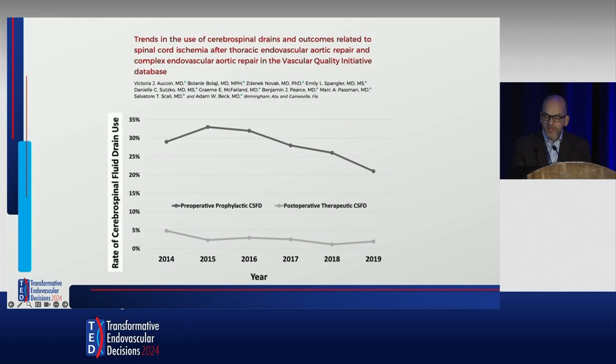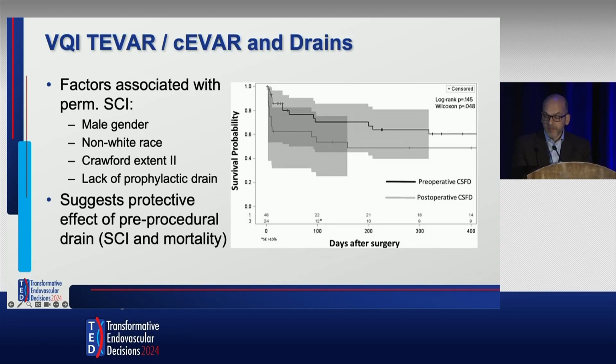So what about in the endovascular group? These are VQI cases of patients undergoing complex endovascular aortic repair and TEVAR. In the dark line at the top, you can see the incidence of preoperative use of a spinal drain. It peaked around 2015, then downtrended as people probably adopted a more provisional strategy around that. And then you can see postoperative therapeutic drainage. In other words, those are cases that have a problem and are getting a drain.